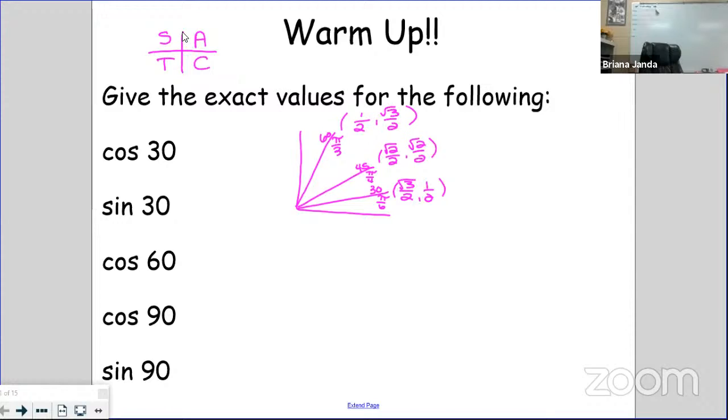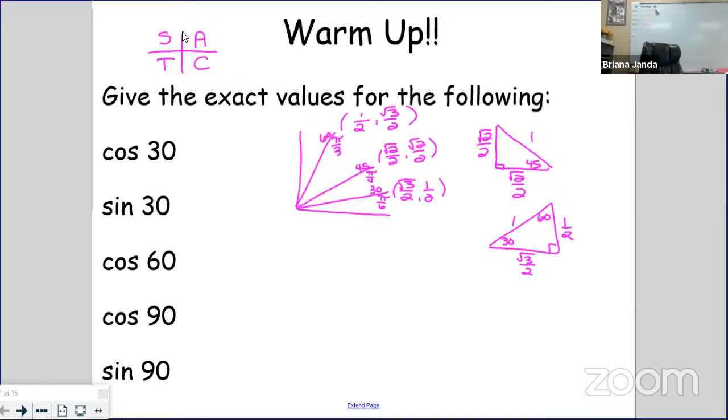If you are a special right triangles person, you would draw your 2 special right triangle models with your hypotenuse being 1. So your 45, 45, 90, or pi over 4, would be square root of 2 over 2, square root of 2 over 2. And your 30, 60, 90, with your hypotenuse being 1, across from your 30 would be 1/2, across from your 60 would be the square root of 3 over 2.